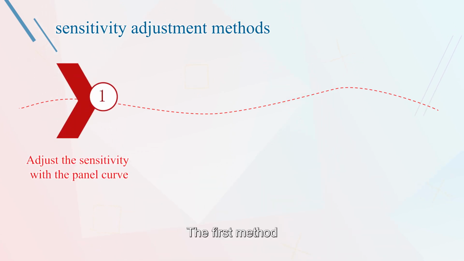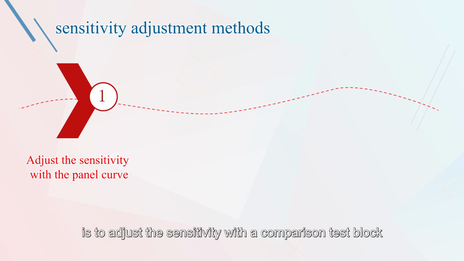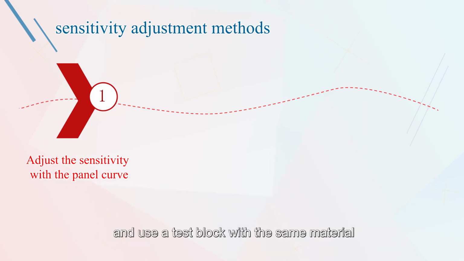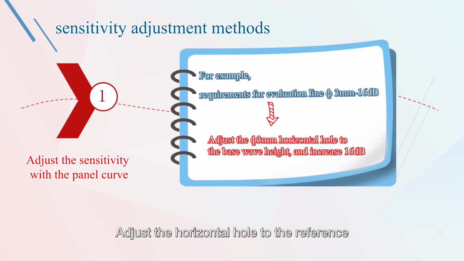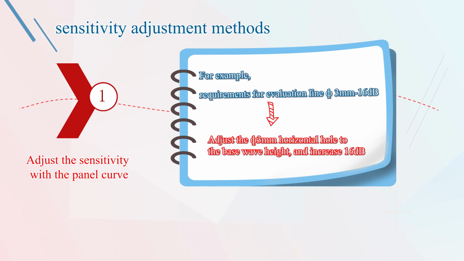The first method is to adjust the sensitivity with a comparison test block, and use a test block with the same material and surface state as the test piece for adjustment. Adjust the horizontal hole to the reference wave height and increase it by 16 dB. Then the sensitivity adjustment is completed.